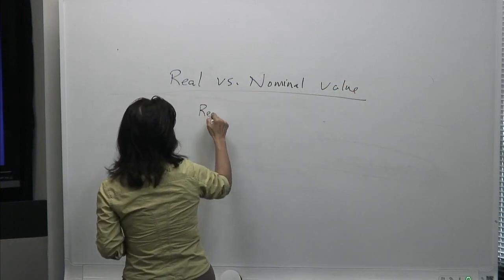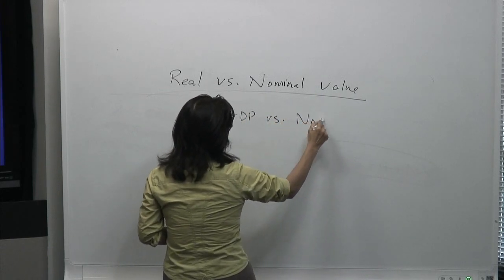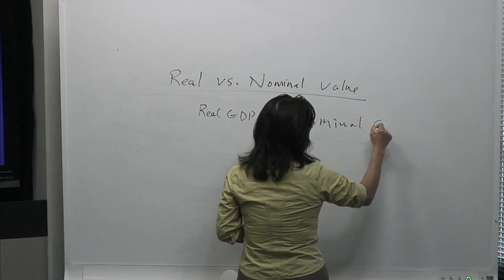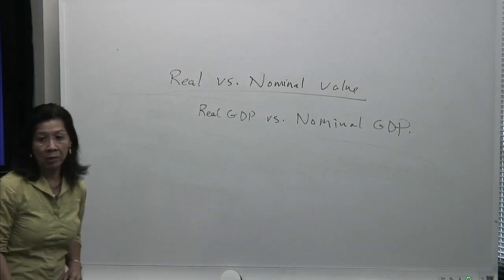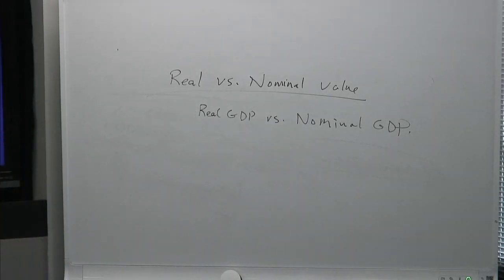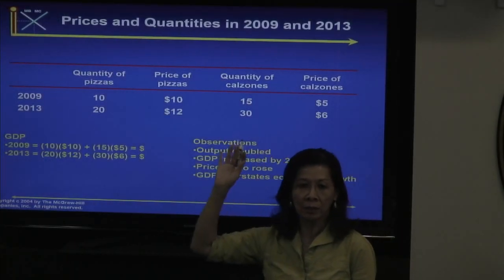Okay, so you want to look at the real GDP versus nominal GDP. In order to demonstrate this concept, let's look at our example. In this example, we're looking at 2 years of calculating the GDP, and we look at 2 products.